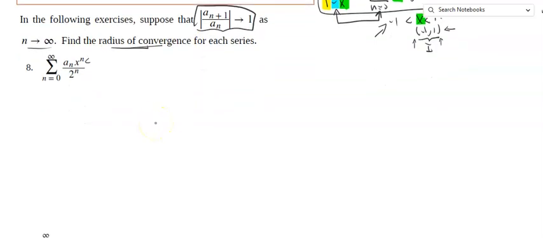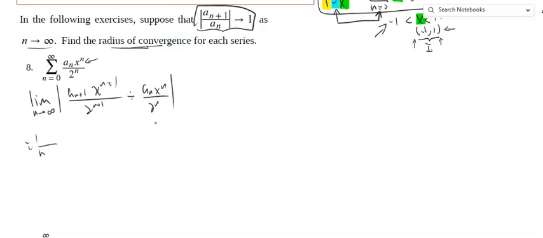Well, let's look at this problem. This is not geometric. The only other alternative is either geometric, or I use what we did in the last section. I take the limit as n approaches infinity, and that's going to be a sub n plus 1 x to the n plus 1 over 2 to the n plus 1, divided by a sub n x to the n over 2 to the n. That is the limit as n approaches infinity, and that's going to be a sub n plus 1 x to the n.